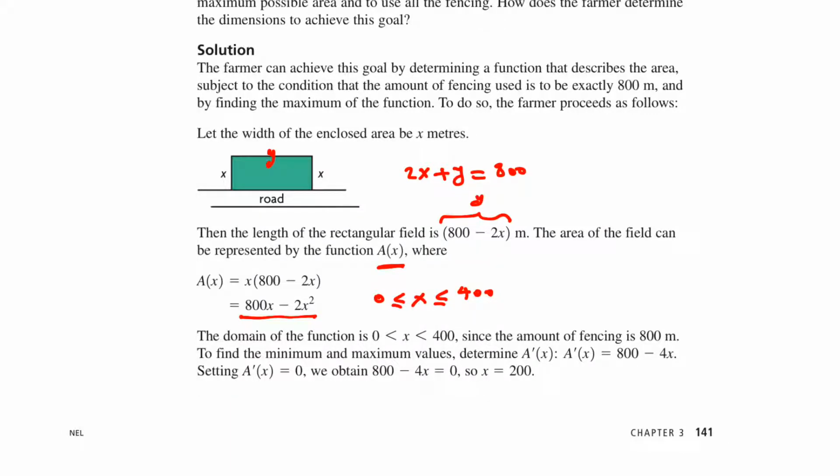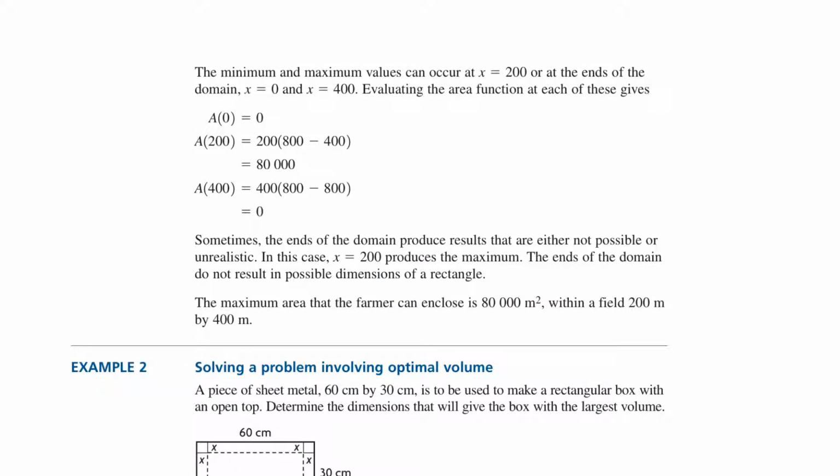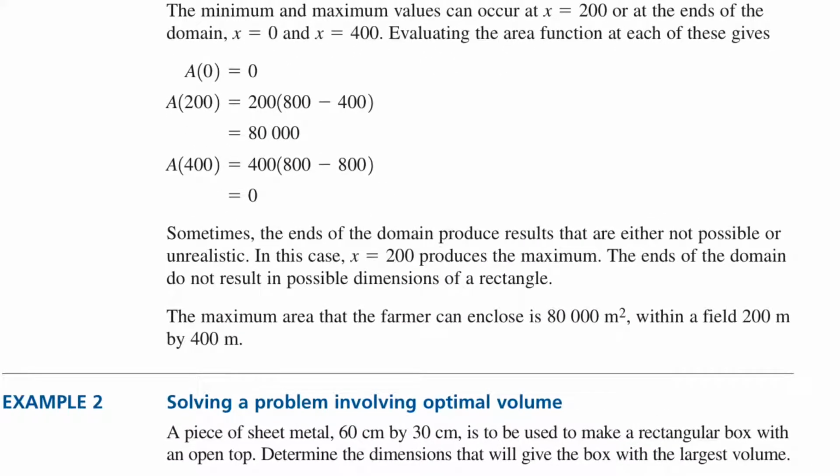of a function and a closed interval. The derivative of the area function is 800 minus 4x. If we set it to 0, we find x equals 200. We follow the algorithm for finding the maximum of a function on a closed interval. Endpoints are 0 and 400, and the critical number is 200.